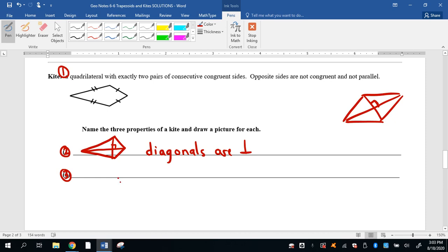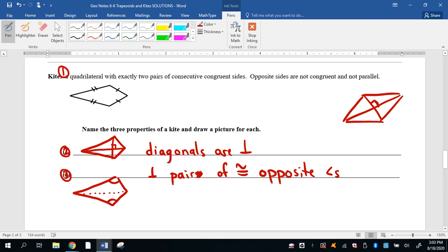One more thing about a kite is there's a lot of symmetry here. So if you folded this over, those two triangles are congruent. So these are, by CPCTC, corresponding parts of congruent triangles are congruent. Those two angles are congruent. So there's one pair of congruent opposite angles.